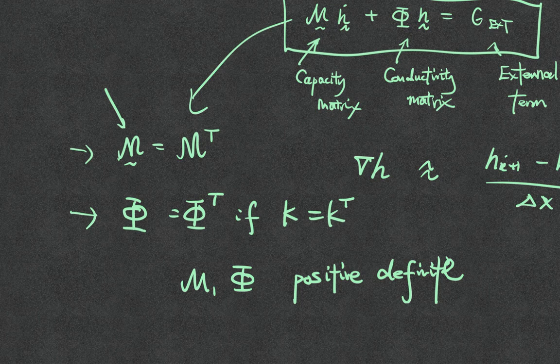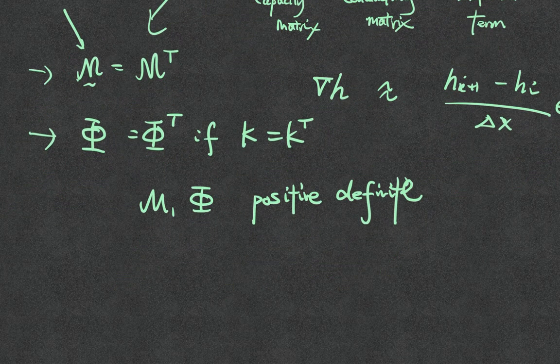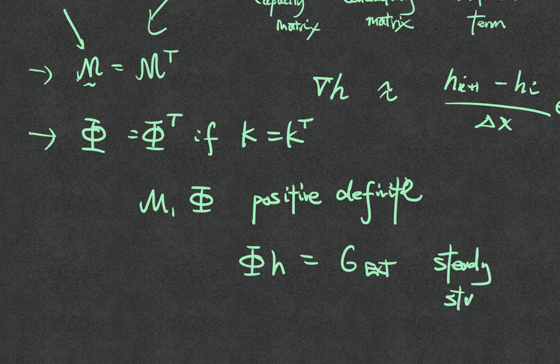Now, what happens? That is because if it's not positive definite, something bad would happen. Okay, so what kind of bad thing could happen? Let me give an example. Imagine that I'm solving a quasi-static problem. In this case, I have gradient x equal to g ext. That is actually the steady state problem.